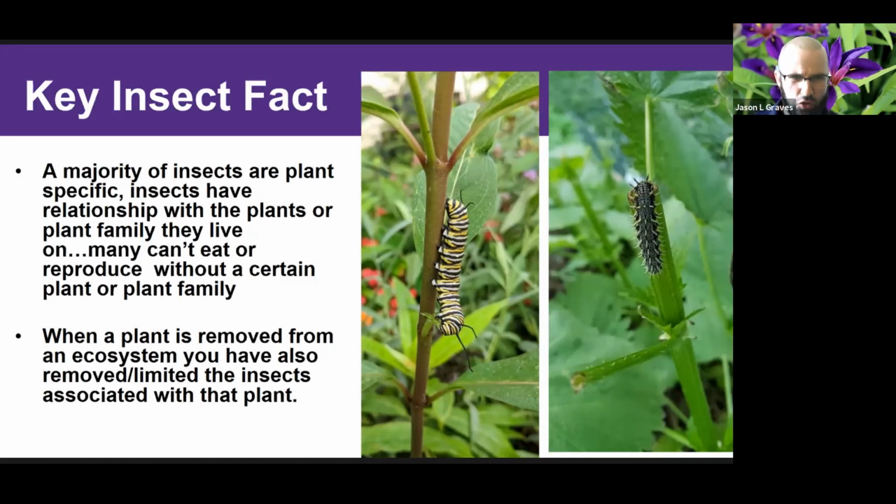Of course, our monarch caterpillar on some tropical milkweed, and then a red admiral caterpillar on nettle. And you know, these caterpillars don't interchange. These are the plants that I find them on every single year. And so it's important to recognize that there are relationships built over time between plants and insects.